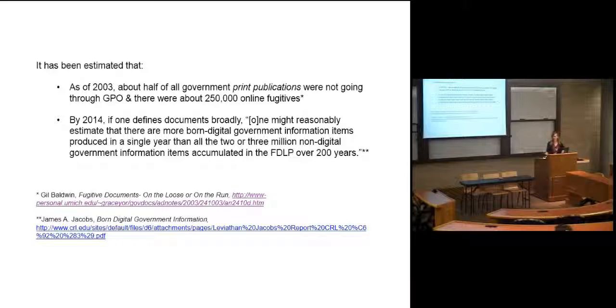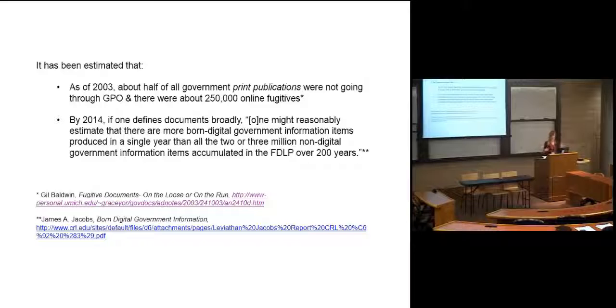So aside from the fact that I think stuff like this is self-evidently interesting, there's a couple reasons why I think libraries should be concerned with this. The first one is we're a depository library, and this set of documents falls under this much larger category of fugitive documents, documents that aren't going through GPO for publication. And this has been a problem for GPO for a long time.